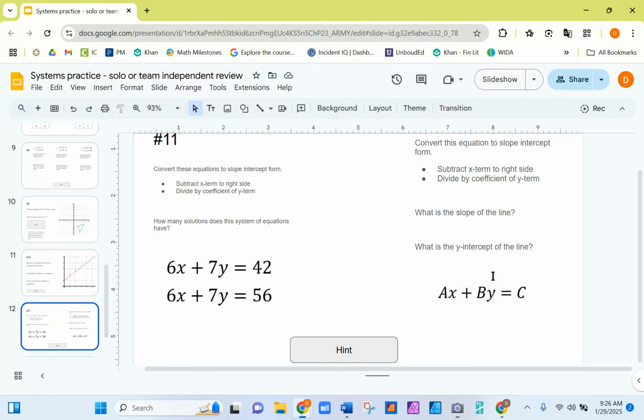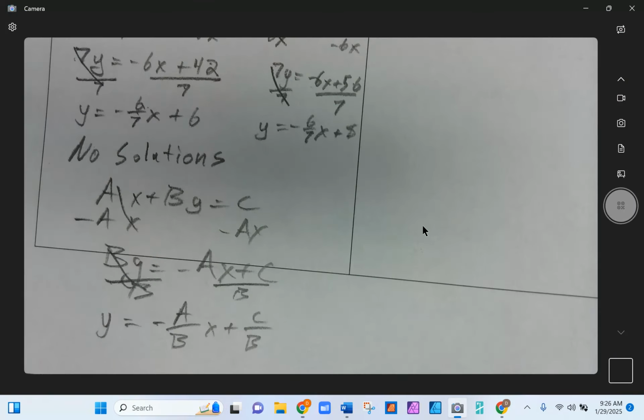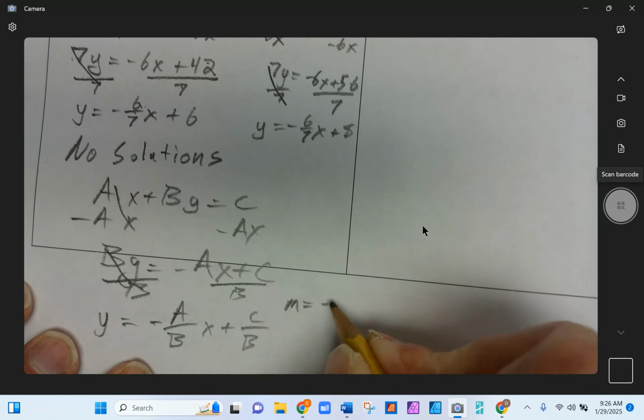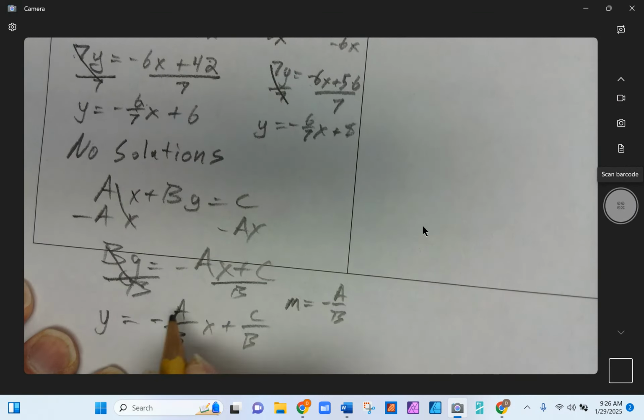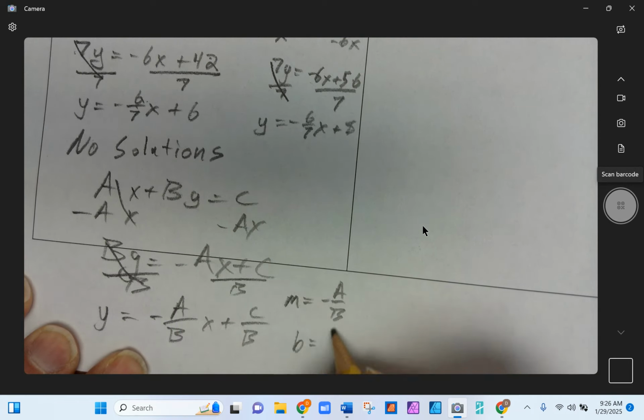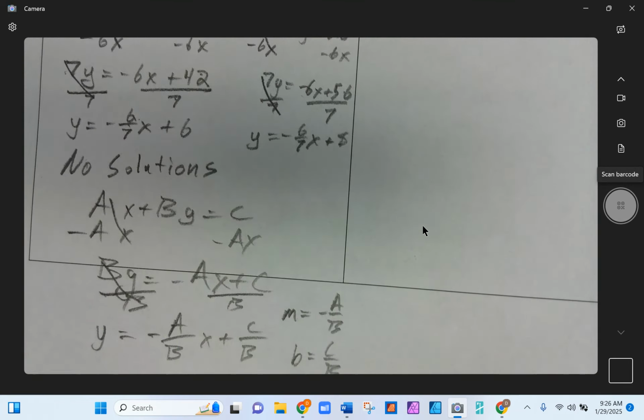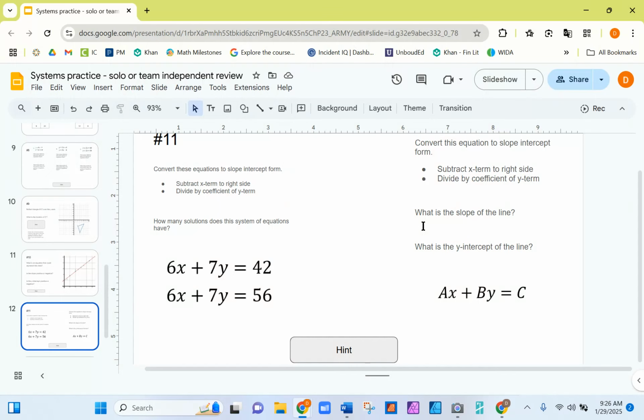So let's see, going back here. What's the slope of the line and what's the y-intercept? So slope is negative a over b, the number right here, and then y-intercept is c over b here. So this is a more general way to think about it.